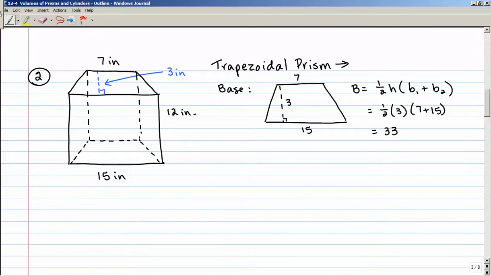So to find the volume is going to be big B times H. Big B is 33. Now this height is not 3. The height, this H right here, refers to the height of the prism itself. How far apart is the trapezoid on the top and the trapezoid on the bottom? And that would be 12 inches. So my total volume is going to be 396 cubic inches.